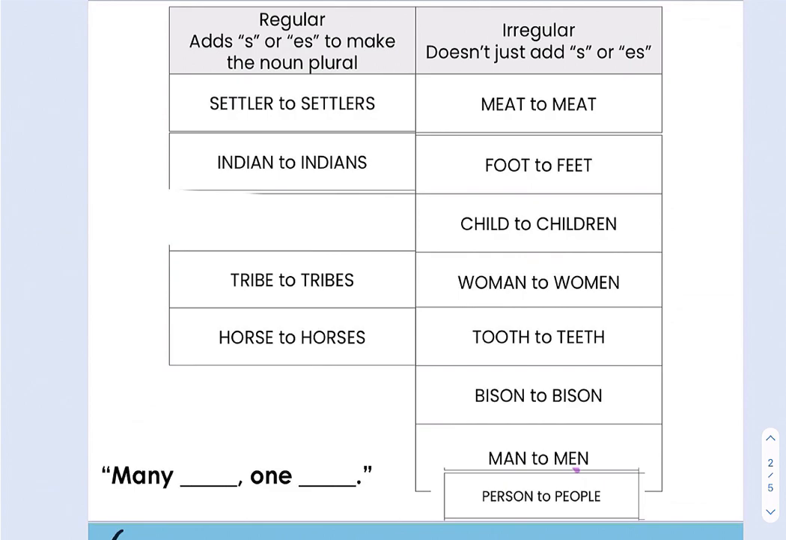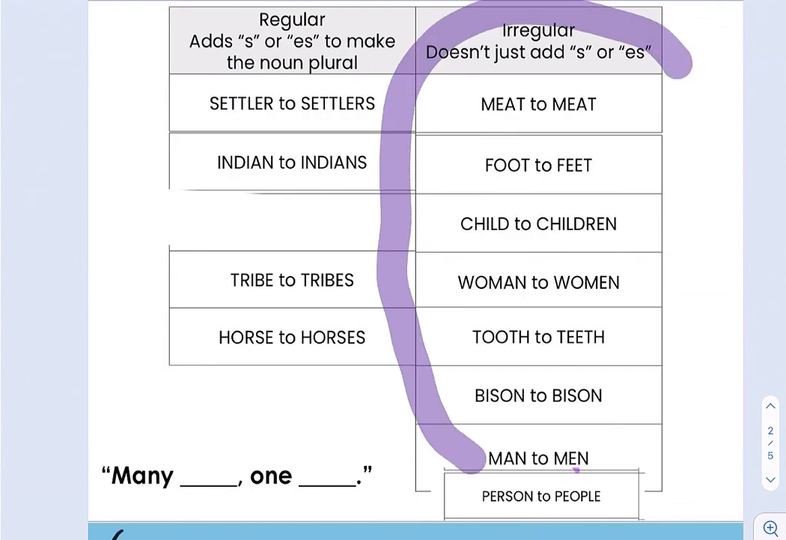All of our irregular plural nouns are a little different. Sometimes they are the same, whether they are singular, meaning one, or plural, meaning more than one. And sometimes we change different letters and add letters. For example, the first one, meat to meat, they are both the same. Foot to feet, child to children, woman to women, tooth to teeth, bison to bison, man to men, and then person changes to people. So again, these are all irregular.